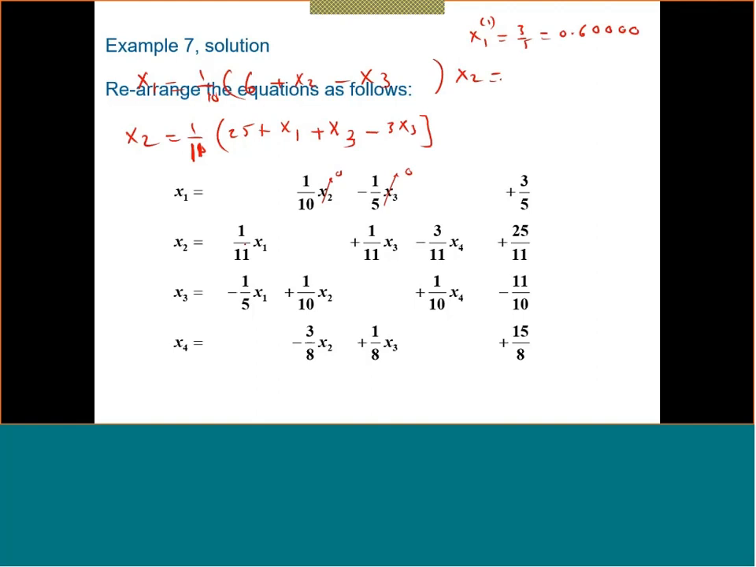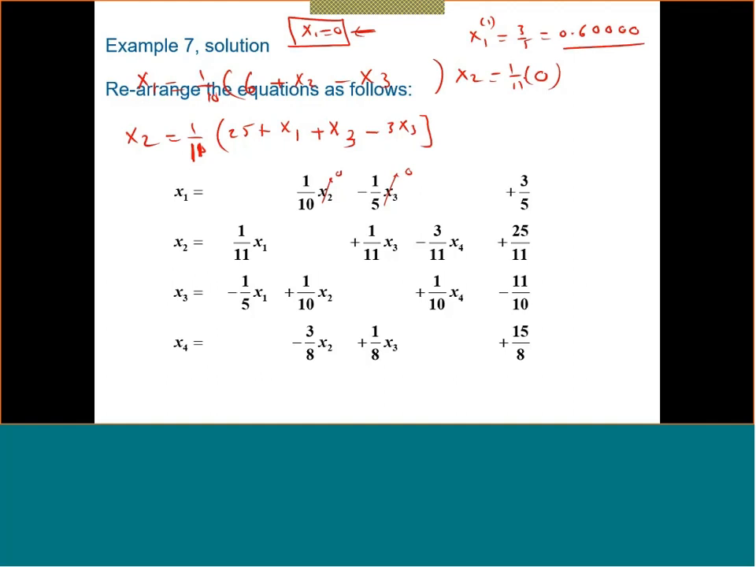I will see 1 over 11 x1. Now, what is the value of x1 I should use? Should I use x1, the initial guess, when x1 was equal to 0? Or the most updated value of x1, which is the 0.6? Jacobi says use the initial guess in all the steps until you finish, and then use the updated value. So you will use 0 here.